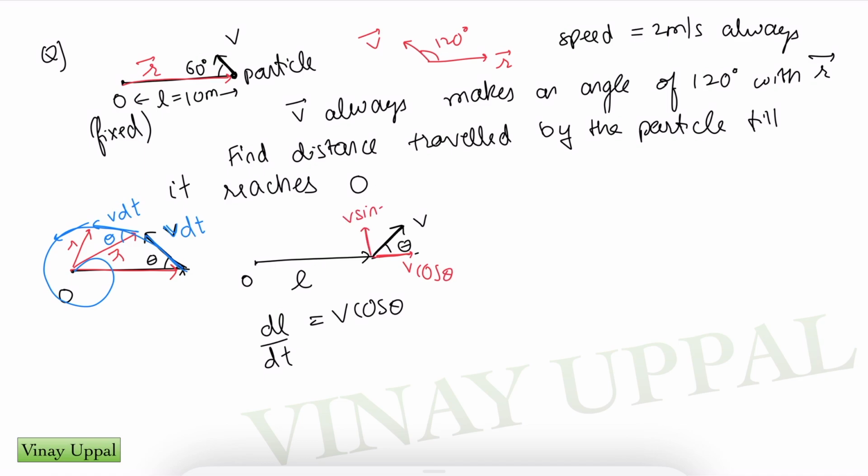and v sin theta. These two components are going to play two different roles as far as L is concerned. V cos theta, the component along the length, is going to change the magnitude of the length. And the component of velocity perpendicular to the length, that is v sin theta, is going to rotate the length. V sin theta rotates the position vector, and v cos theta changes the magnitude of the length.